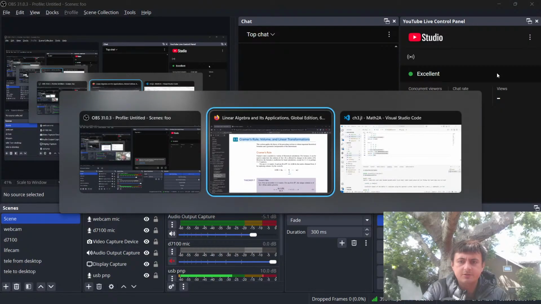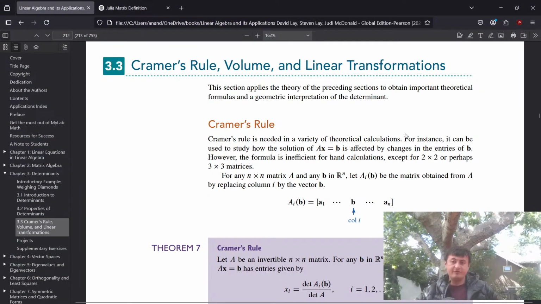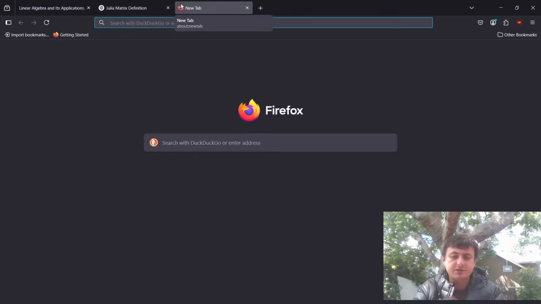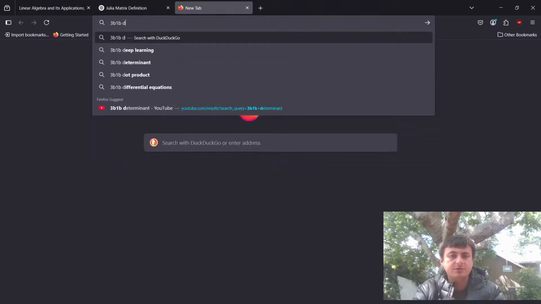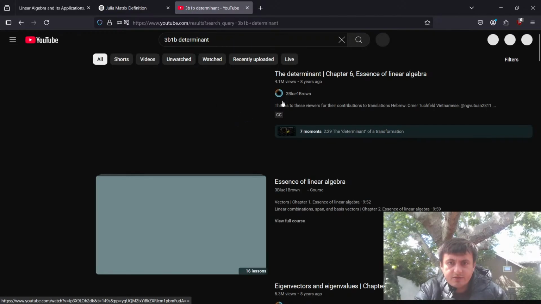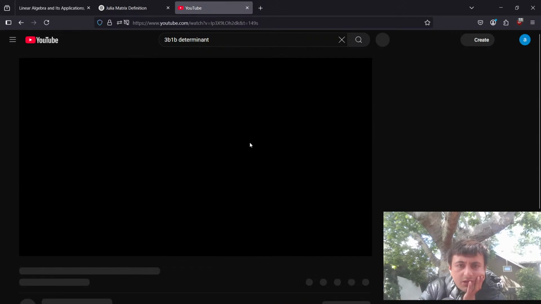All right. So I've never heard of this. I don't know what the heck is going on. This section applies the theory of the preceding section to obtain important theoretical formulas and geometric interpretation. Oh, one thing I wanted to look at actually is the 3Blue1Brown determinant video. There's a thing in this video that I wanted to look at.